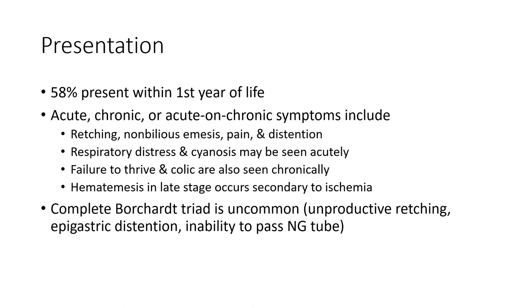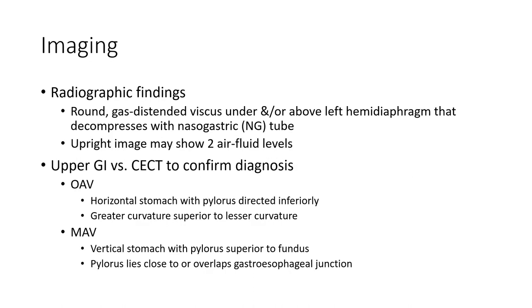Borchardt's triad: unproductive retching, epigastric distension, and inability to pass a nasogastric tube. Radiographic findings: a large air-fluid level under or above the left hemidiaphragm that is not compressed with a nasogastric tube. Upright imaging shows a single air-fluid level. Upper GI with contrast and, if needed, CT confirm the diagnosis.